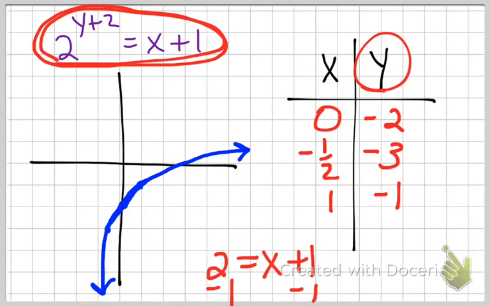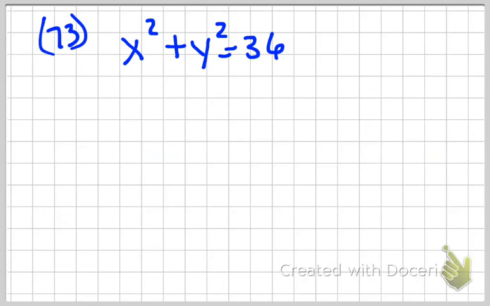Okay, now to some of the easier graphs that we did not too long ago. We're going to graph a circle, we're going to graph a hyperbola, and we're going to graph a parabola. So for number 73, we have a circle. The equation here is x squared plus y squared equals 36. So if 36 is r squared, then that tells me my radius is just going to be 6.